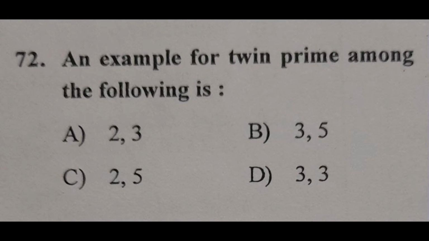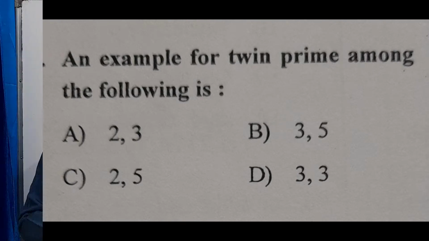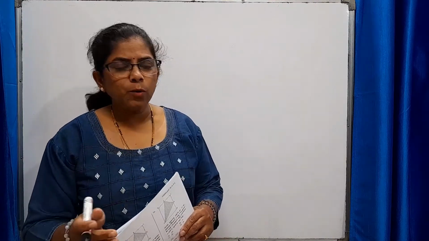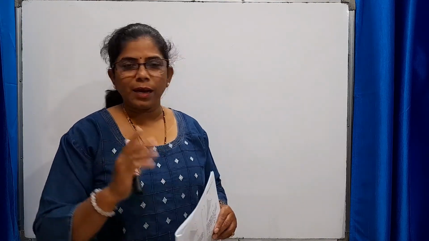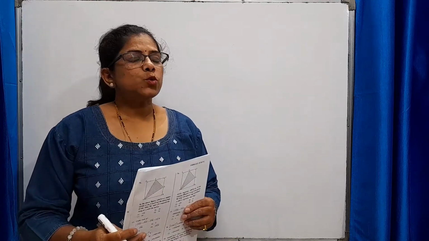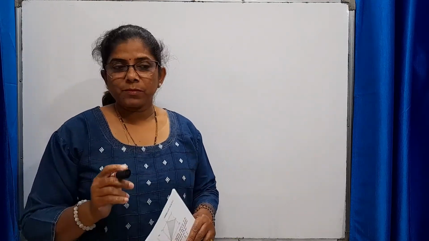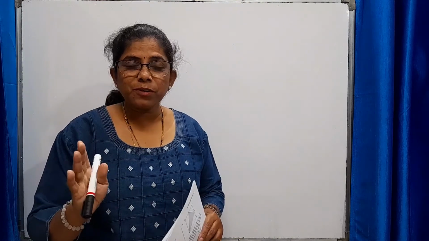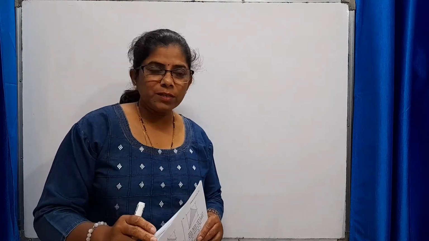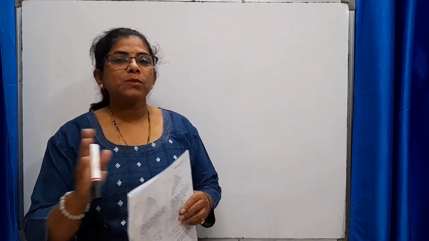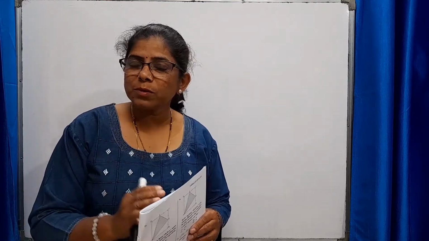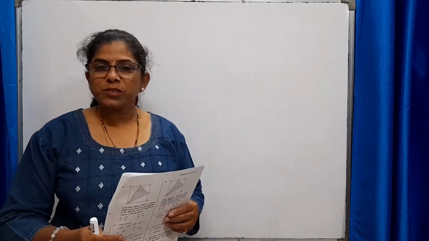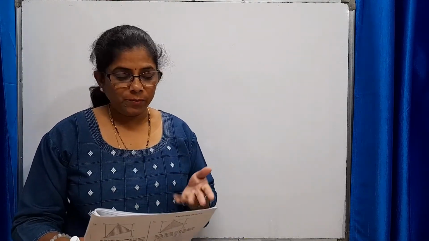An example of twin primes among the following is. Here we have to find twin prime numbers among the given numbers. What is the meaning of a prime number? A number which has only two factors, that is 1 and the number itself. Twin prime numbers means two prime numbers whose difference is only 2, or the prime numbers whose gap is 2. When we subtract those numbers, the difference is 2. The options given here are 2 and 3, 3 and 5, 2 and 5, 3 and 3.